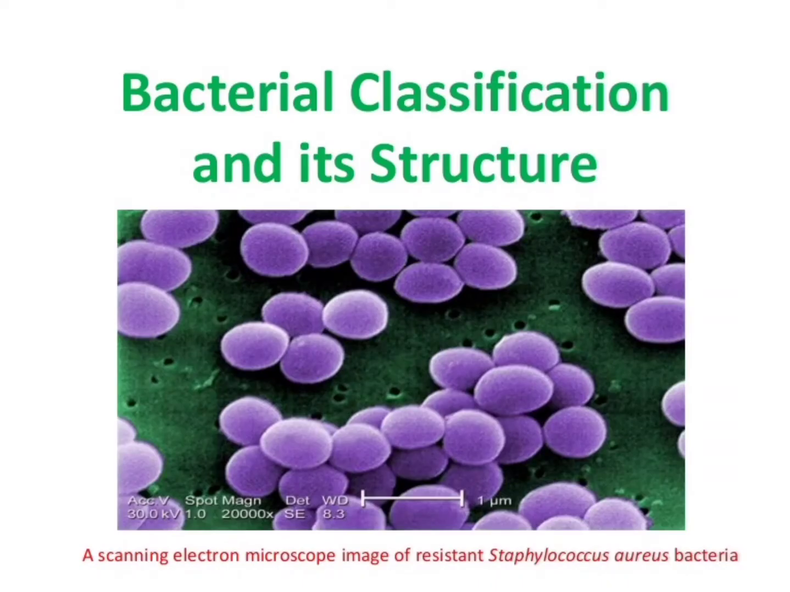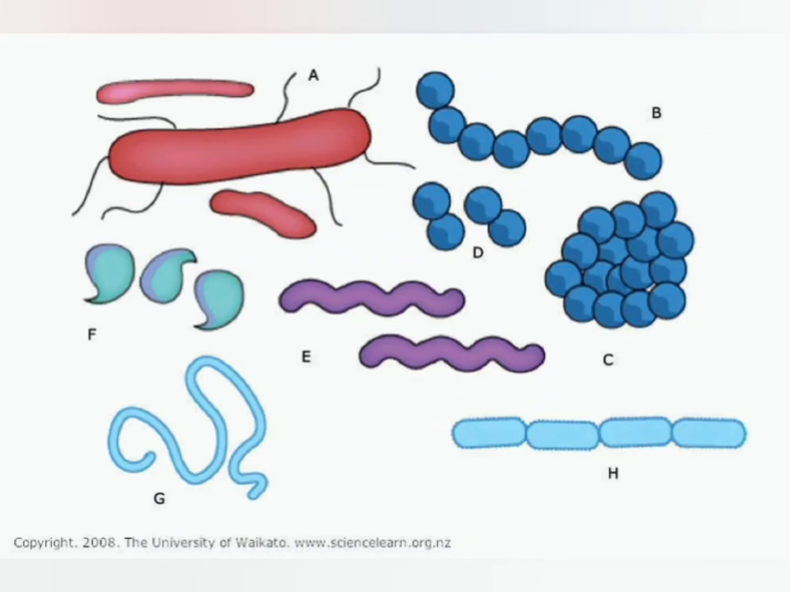Now, what is the classification of the microorganisms? The first one is bacteria. Bacteria are very small and unicellular, meaning they have only one cell. They are present everywhere. Bacteria are classified into 4 types based on their shapes: rod-shaped or bacilli, spherical-shaped or cocci, spiral-shaped or spirilla, and comma-shaped or vibrio. You can see different shapes of bacteria over here.